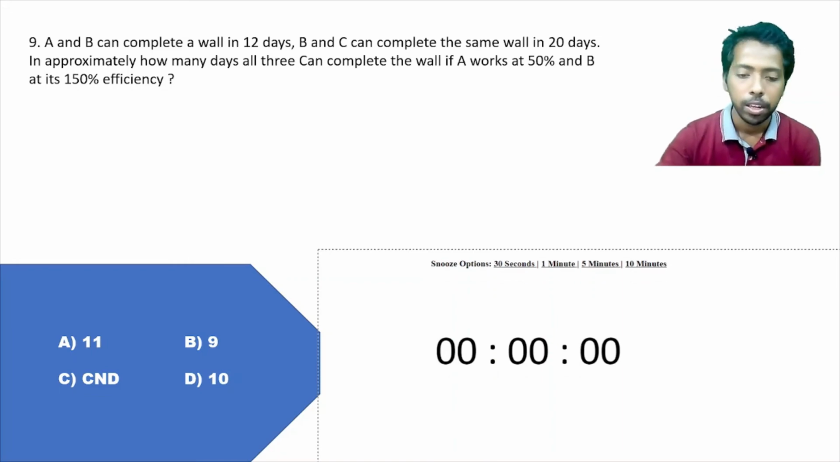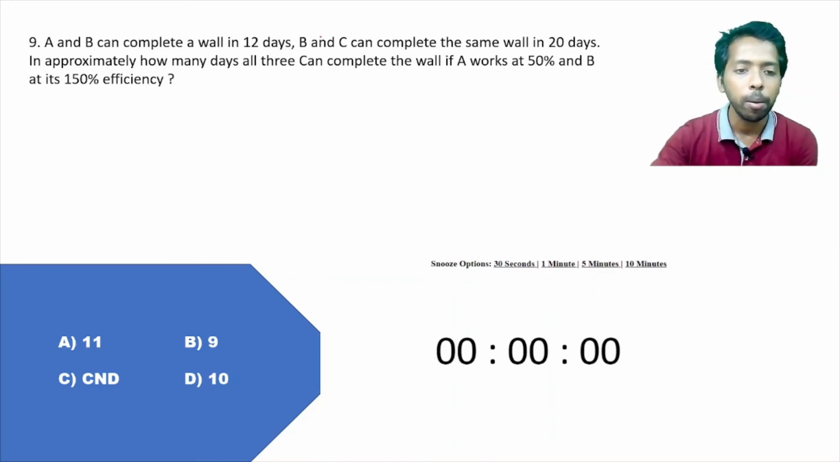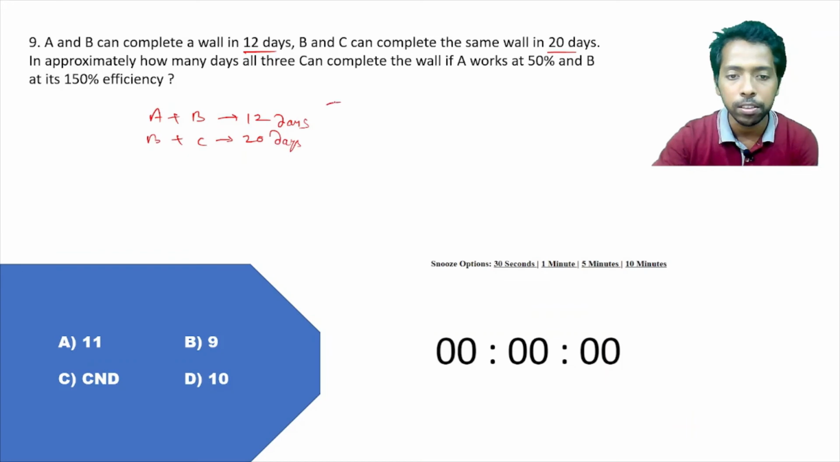Okay. Now A and B can complete a wall in 12 days. B and C can complete in 20 days. The same wall it's talking about. A and B can complete in 12 days. B and C can complete the same wall in 20 days. This is 12 days. This is 20 days. So what is the total work? Can we find it out? Yes. This is 60. Take the LCM here. That is 60. LCM of 12 and 20, that is 60.